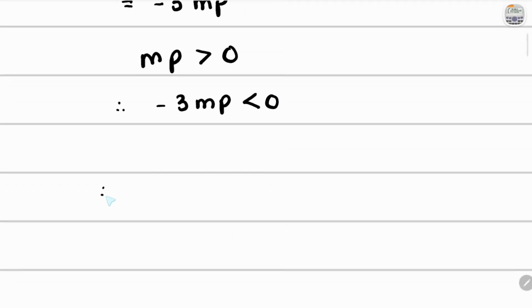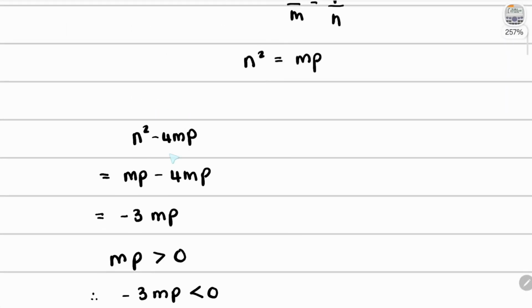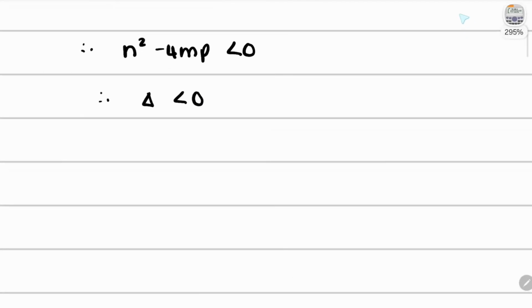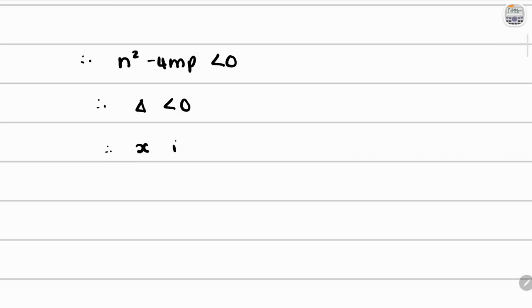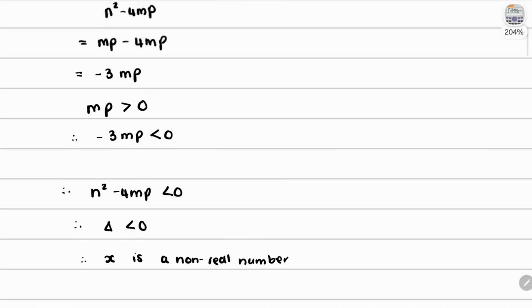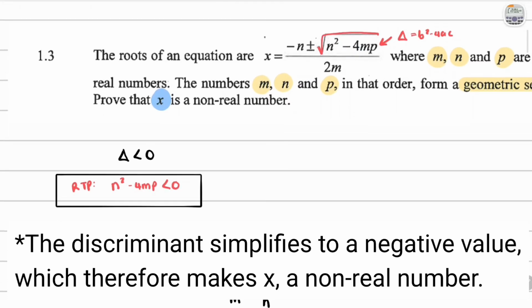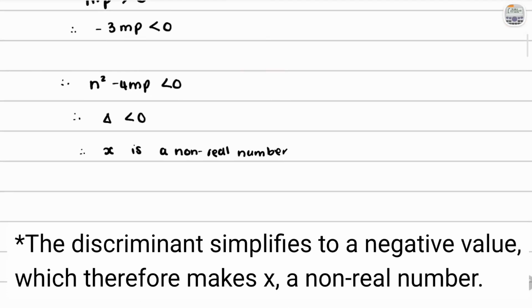And so there we go. That proves that the discriminant is less than 0. So n squared minus 4mp is less than 0, meaning the discriminant is less than 0. You can also say b squared minus 4ac. That concludes that x is indeed a non-real number, because the discriminant simplifies to a non-real value. Therefore, this is non-real, and that is our answer.